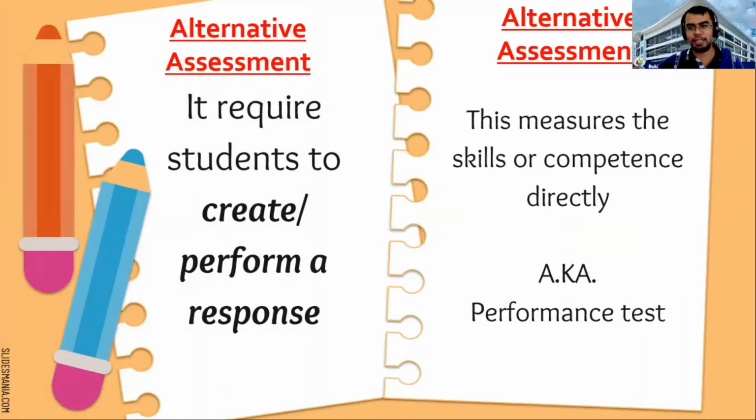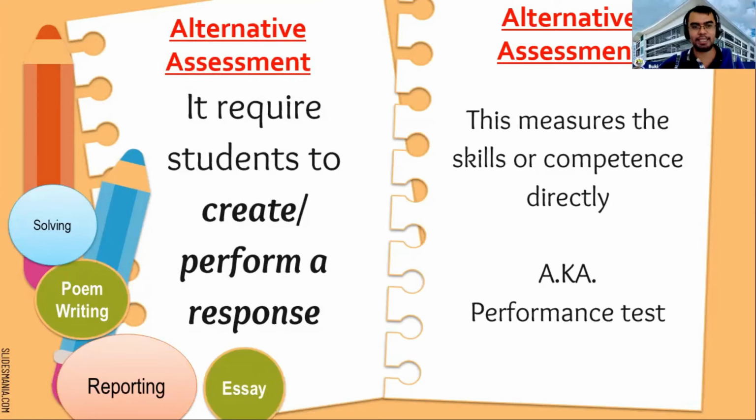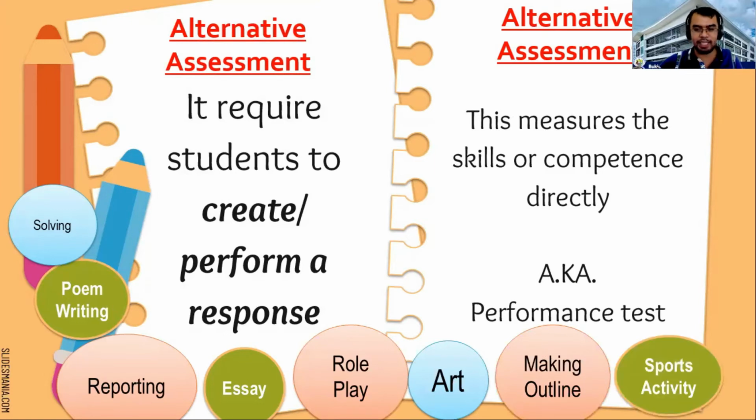In alternative assessment, it will require students to create or perform a response. And this measures the skills or competence directly. This is also known as performance test. Examples for this may include problem solving in mathematics. Another would be poem writing. Reporting is one example for alternative assessment. Essay, so there are written responses in alternative assessment. Another thing would be role play, art class, art activities, making an outline, sports activity, PE.